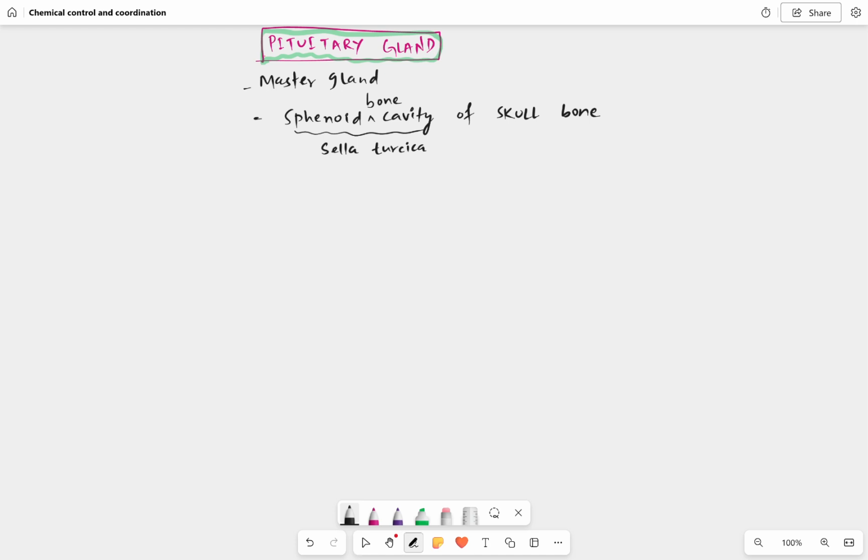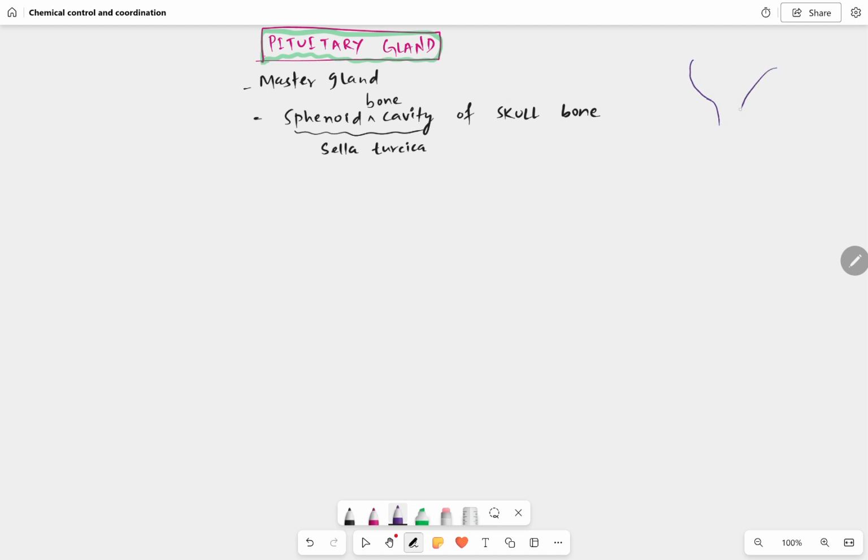This pituitary gland is located within the sella turcica, but you will be surprised to know that the pituitary gland, as we have learned previously, is controlled by the hypothalamus. So the hypothalamus is connected with the pituitary. Let's have a drawing of that.